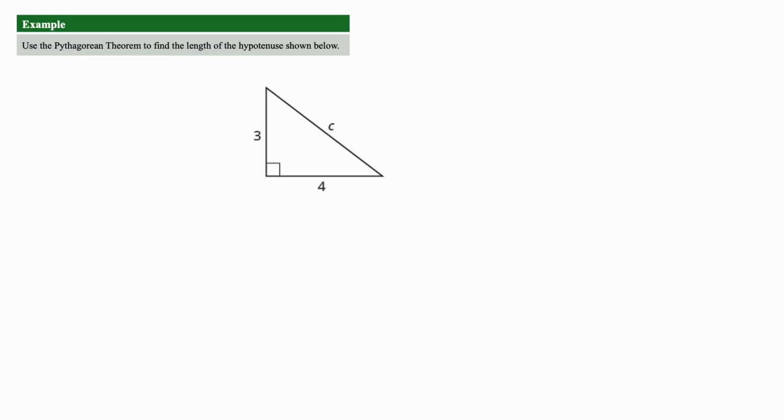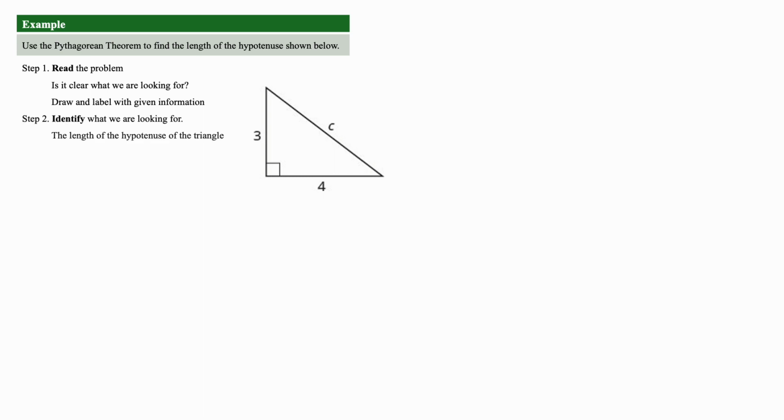Let's take a look at an example. So we are going to use the Pythagorean theorem to find the length of the hypotenuse shown below. We're going to read the problem and make sure it's clear what we're looking for. And we're going to draw and label with the given information, which has already been done for us. We're going to identify what we're looking for, which is the length of the hypotenuse of the triangle. And we're going to name that. So we're going to let c equal the hypotenuse.